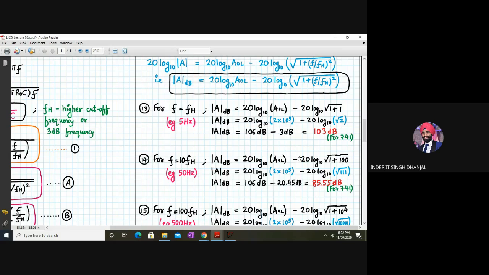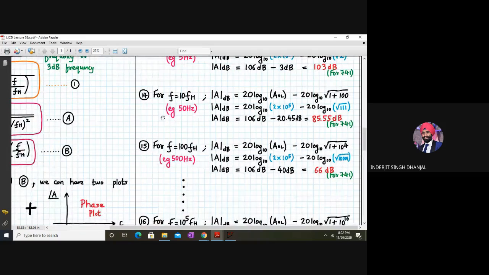So if you do this in a calculator, that is 20 log to the base 10 square root of 111, you will get 20.45 dB. So we subtract 106 dB and 20.45 dB, we'll get 85.55 dB, and that's the value of the gain at frequency 50 hertz.